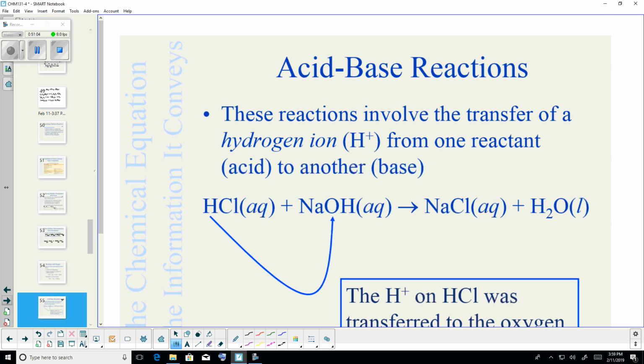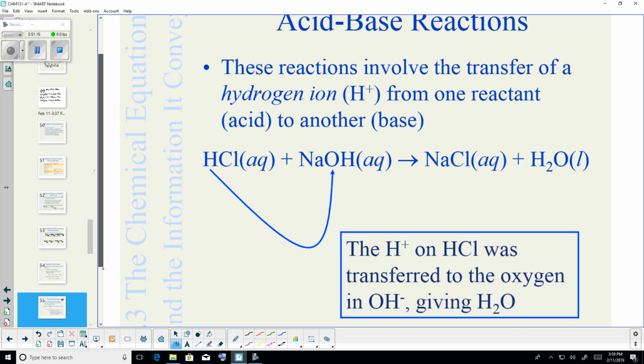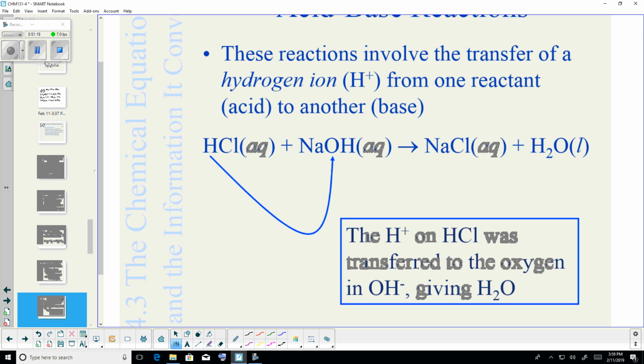Acid-base reactions, again, it's a double displacement. The hydrogen ion goes with the OH to give us water. The metal goes with the chlorine to give us a salt. So an acid and a base gives you a salt and water.